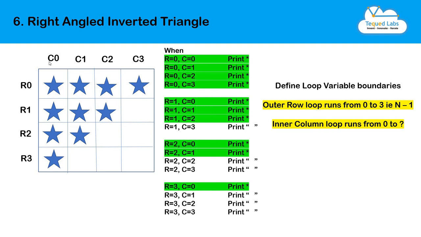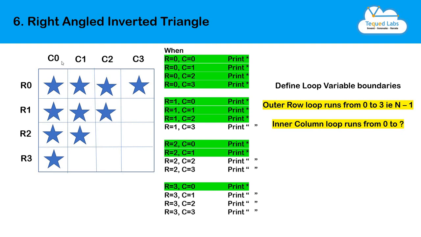So when R is 0 and C is 0, we print a star. R is 0 and C is 1, print a star. R is 0, C is 2, we are printing a star. R is 0 and C is 3, we are printing a star. So this is for the first row. Now let us see for the second row.